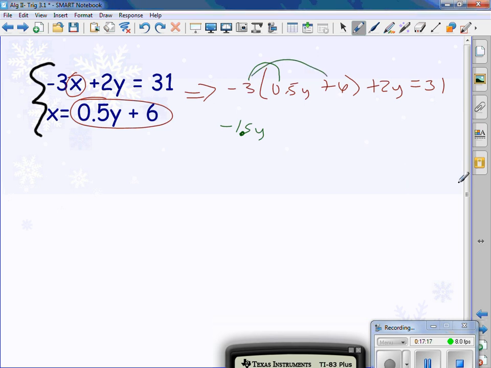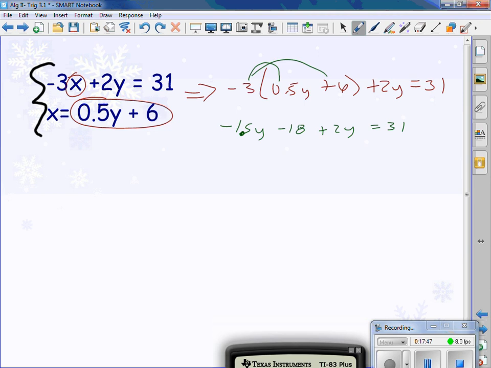What's a negative 3 times a 6? Negative 18, plus 2y equals 31. That negative 3 does not go to the 2y or the 31. If I was giving this table here $5, does this table get $5? No, I only said these two are getting $5. This person doesn't get anything. That's why I put the parentheses there, so you know to distribute.